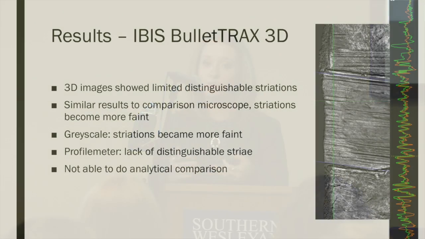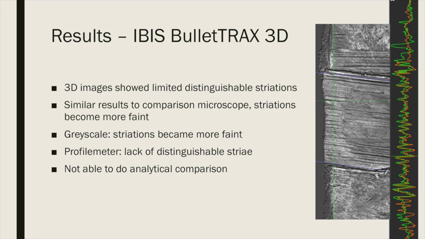So now, results from IBIS BulletTRAX-3D. They weren't able to give us any new information. They were able to corroborate the comparison microscope results that I just showed you. They do have the ability to do an analytical comparison, so they can actually measure the depth of the striations. But they were not able to do so, as the striations produced from the gun barrel were not deep enough, so they were too shallow for them to do their comparison.